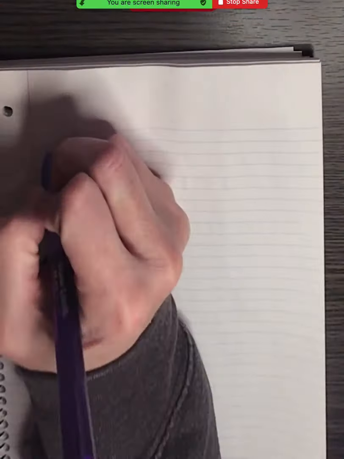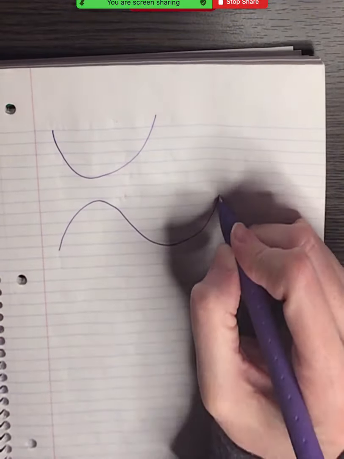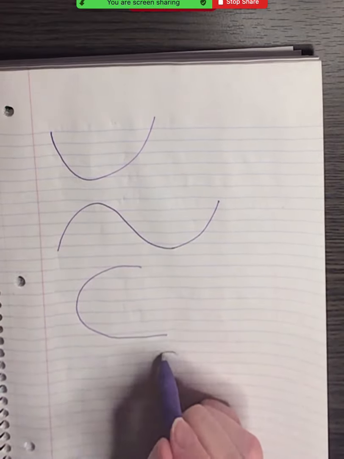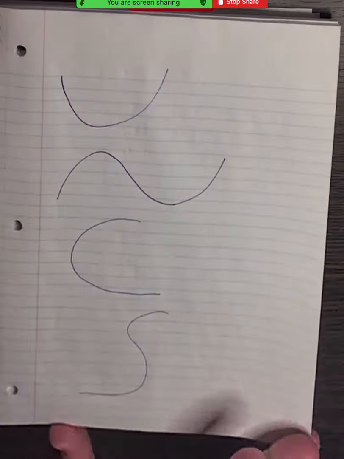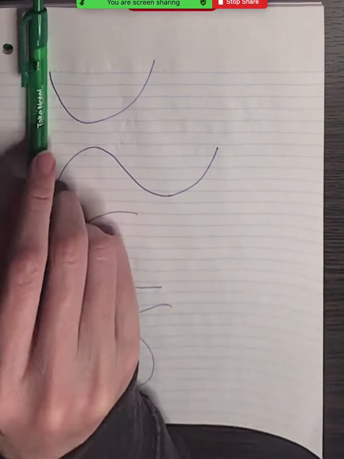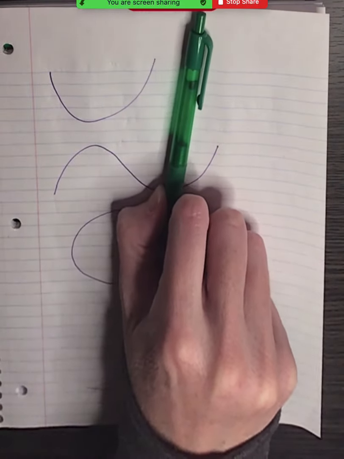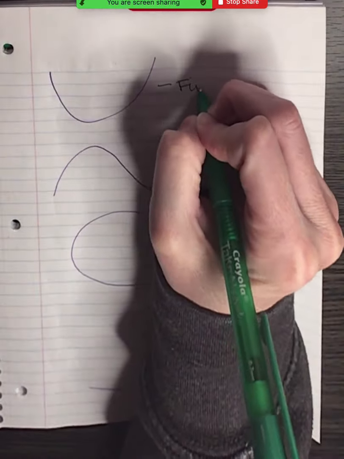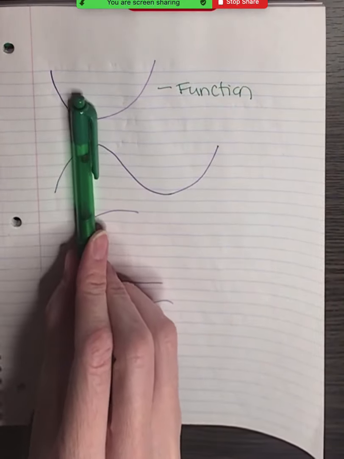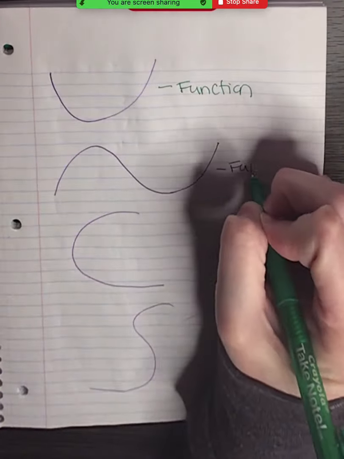So here's a graph, here's another one, and a third. We want to decide if these are functions. Looking here, if I start with any vertical line, this pen is touching that first graph in one place at any given time. So this is a function. Same thing here. Any vertical line is touching the graph in only one place at any given time. So this is a function.